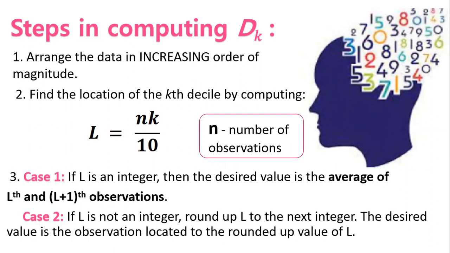Then, same as percentile, we are going to consider two cases after we compute for L. If it is an integer, then we get the average of the L and the L plus 1 observation. If it is not an integer, then we round up L to the next integer. The desired value is the observation located at the rounded up value of L.